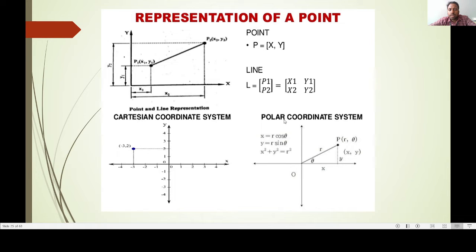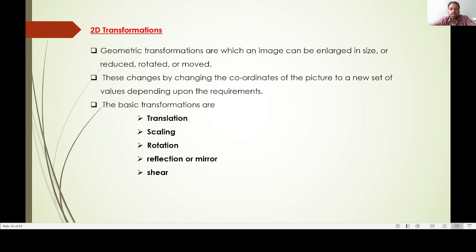Depending upon the value of the point, we can mark it easily. Next is the polar coordinate system. It is represented by a point P in the form of r and theta. R is the radius of the line and theta is the angle of inclination of the point. So P is represented as r comma theta. The horizontal component x is defined by r cos theta, and the vertical component y is represented by r sin theta. Then the final equation is x square plus y square equals r square.